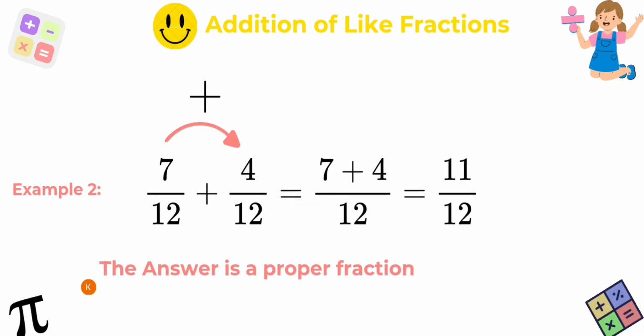7/12 plus 4/12. We add up the numerators and take the common denominator, which is 7 plus 4 gives us 11 over the common denominator 12.